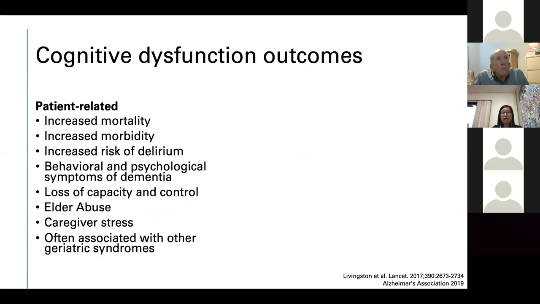So these patients are at increased risk of mortality as well as morbidity. They have high risk of delirium. Oftentimes, behavioral and psychological symptoms of dementia are associated with the disease. There's loss of capacity and control. Our patients with cognitive dysfunction are at high risk for elder abuse. And also, especially during this time, there's a lot of caregiver stress on the families who are looking after these individuals. And finally, cognitive dysfunction is associated with other geriatric syndromes, such as frailty, falls, polypharmacy.